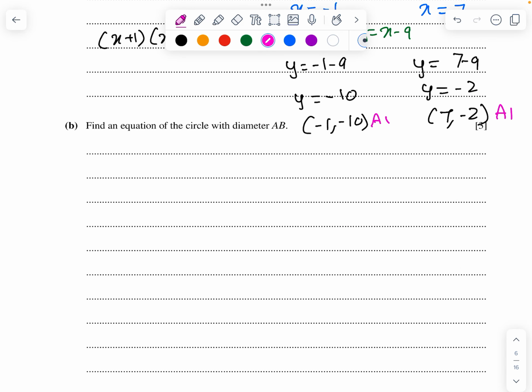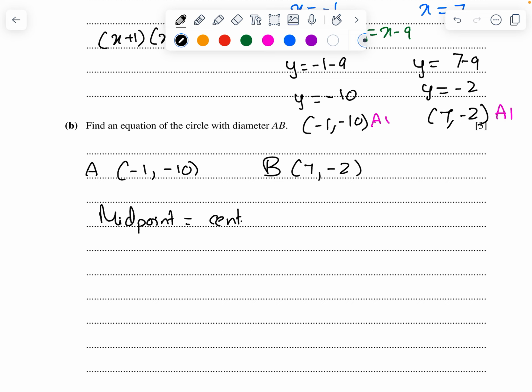Find an equation of a circle with diameter AB. So what was A? A was negative 1, negative 10, and B was 7 comma negative 2. So first of all, I'm going to find the midpoint. That midpoint is going to be the center, which is (negative 1 plus 7) upon 2, (negative 10 plus negative 2) upon 2. So the center is 3 comma negative 6.